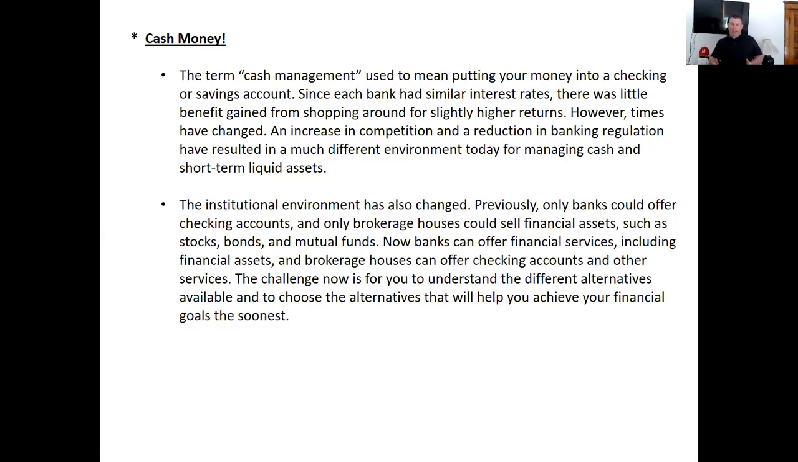Previously, only banks could offer checking accounts, and only brokerage houses could sell financial assets such as stocks, bonds, and mutual funds. But now banks can offer financial services, including financial assets, and brokerage houses can offer checking accounts and other services. The challenge now is for you to understand the different alternatives available and to choose the alternatives that will help you achieve your financial goals the soonest. And this is why it's important to have goals.